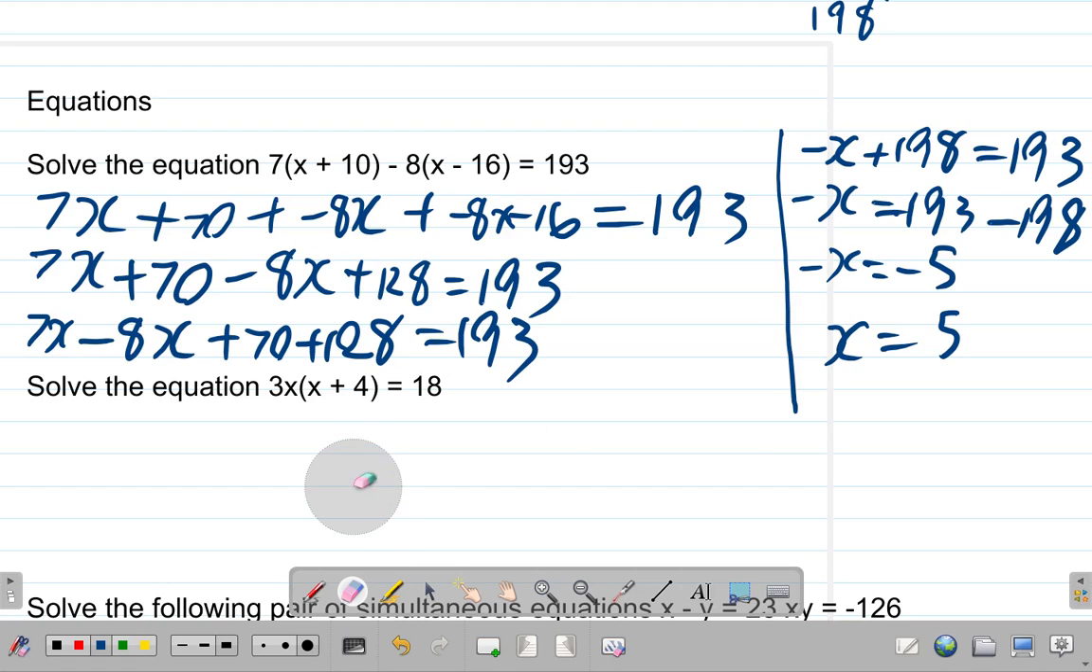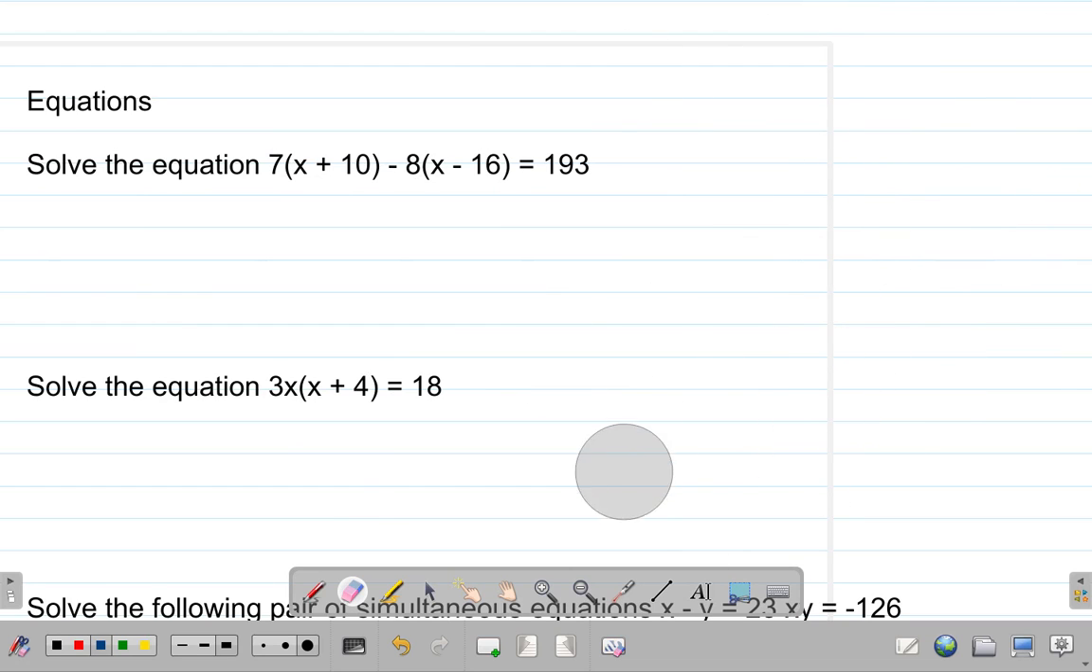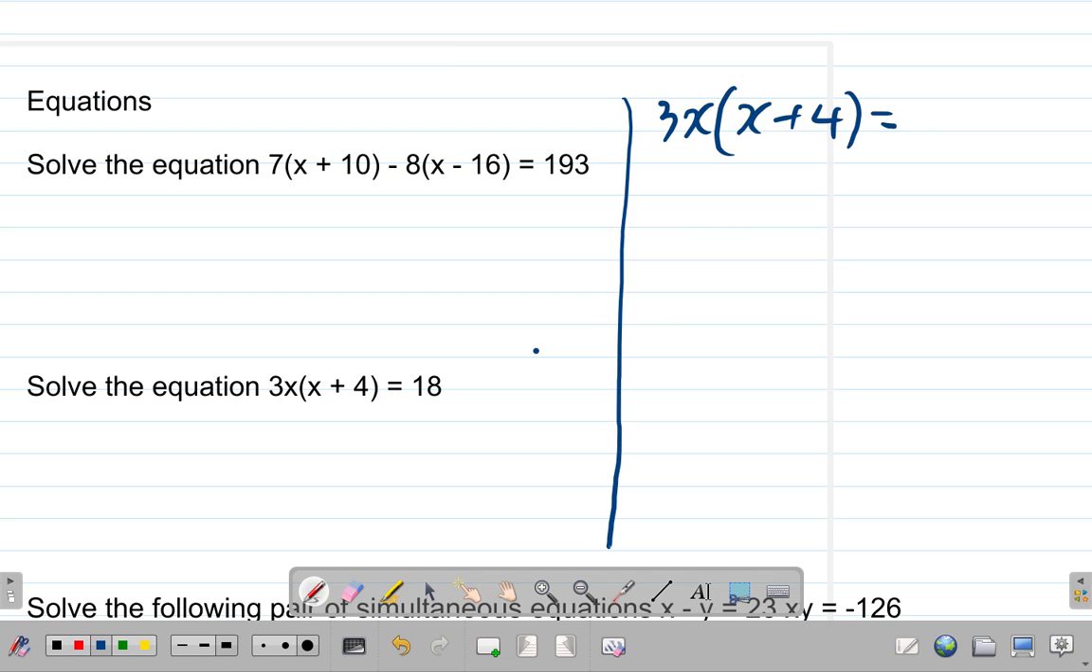Okay, so we're back here. Let's erase the work that we did before from solving this first equation. Let's look at 3x(x + 4) = 18. You can see that the equation before was a linear equation, but this one, 3x(x + 4) = 18, is quadratic, alright? Let us draw a line and solve it over here. So we have 3x times (x + 4) equals 18.